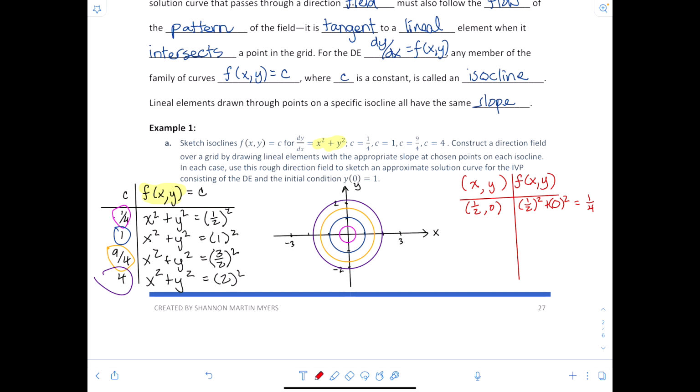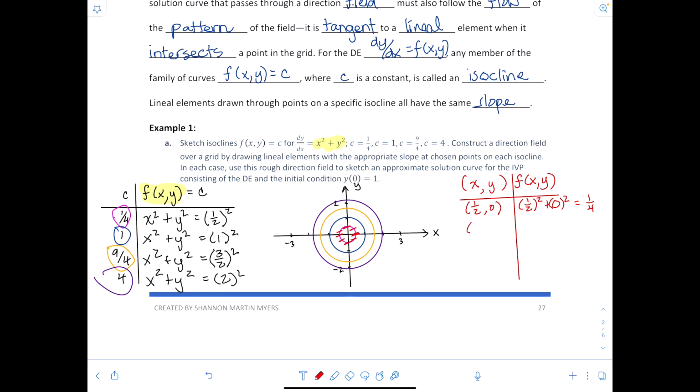So this one is going to be somewhat like this. Not very steep. But the really awesome thing is that through every single point on the circle, this little pink circle, every point has the same lineal elements, right? So it really helps us to make a field. All right, let's find out another one.